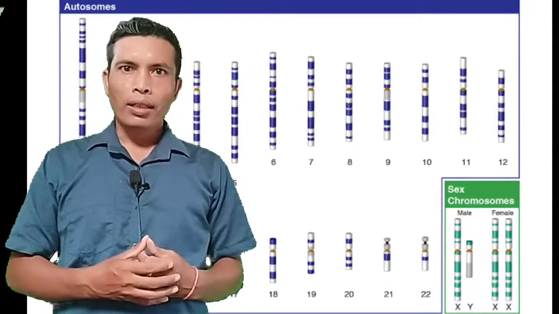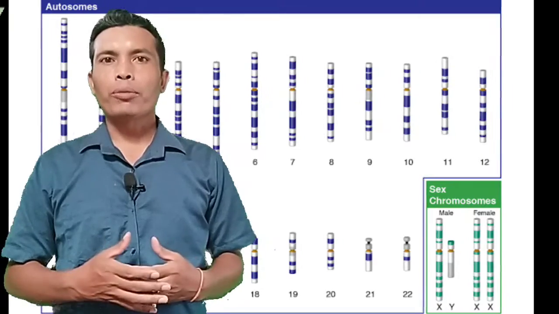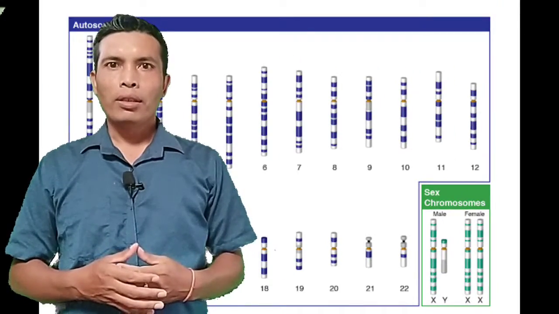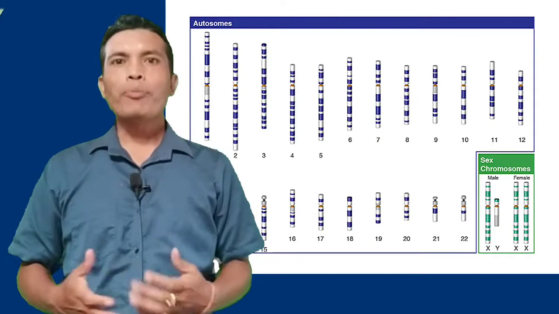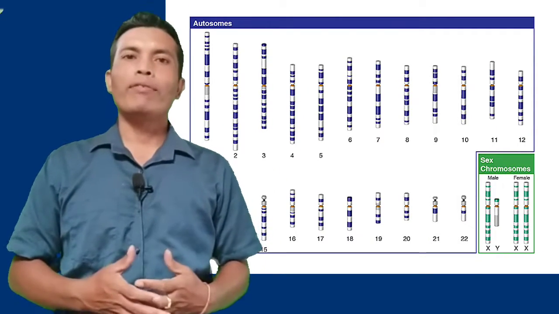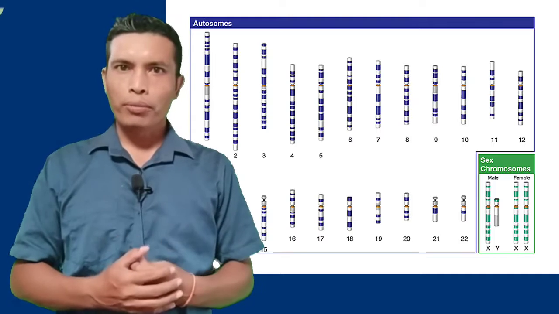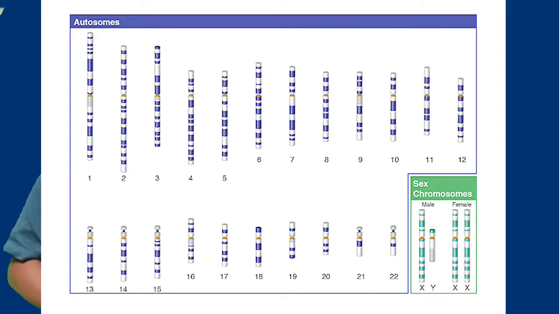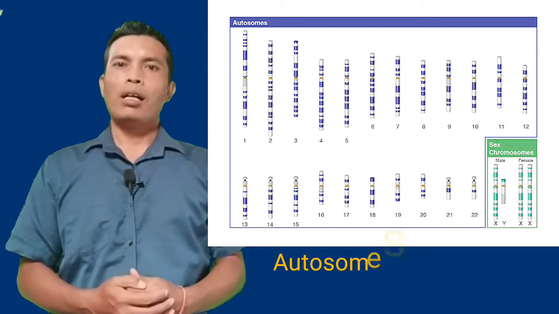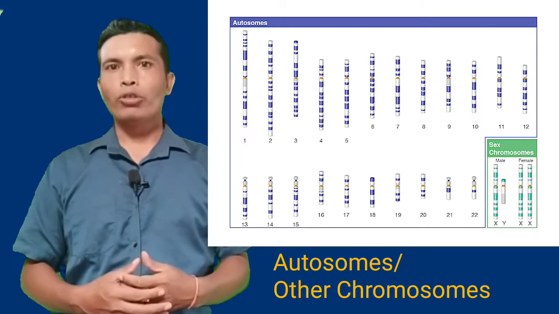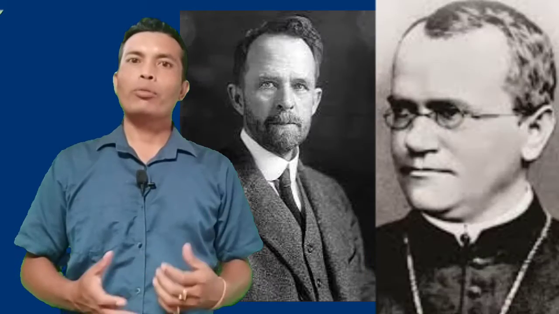I think you already knew that we have two types of chromosomes: allosomes or sex chromosomes, and autosomes or other chromosomes. You know, one pair of chromosomes, that is the pair of X and Y chromosomes, is the sex chromosome or allosome, and the other 22 pairs are autosomes or other chromosomes.